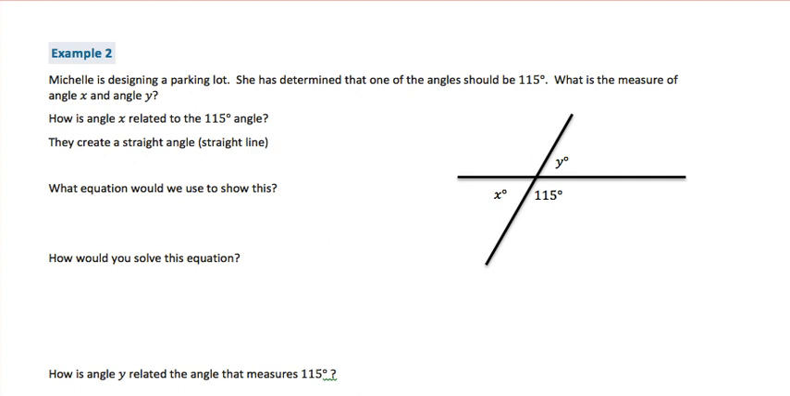And just like we talked about fitting a piece of paper into a right angle, you can use a piece of paper to check the straight line as well by laying it flat on the straight line and seeing if it is straight. The equation then that would show that is x plus 115 equals 180, and we'd solve that, again, very simply, by subtracting 115 from each side. And then we'll find that x equals 65.